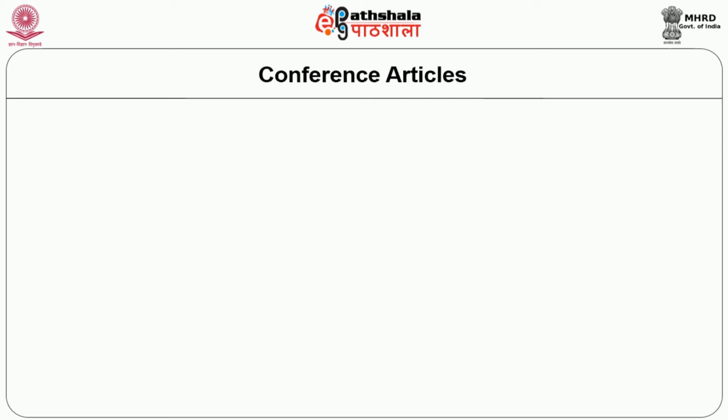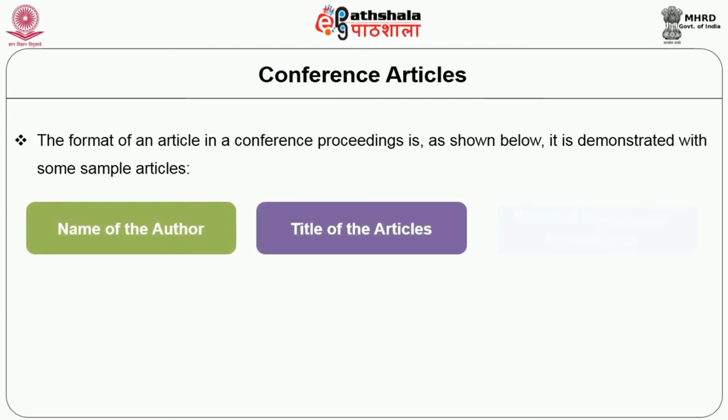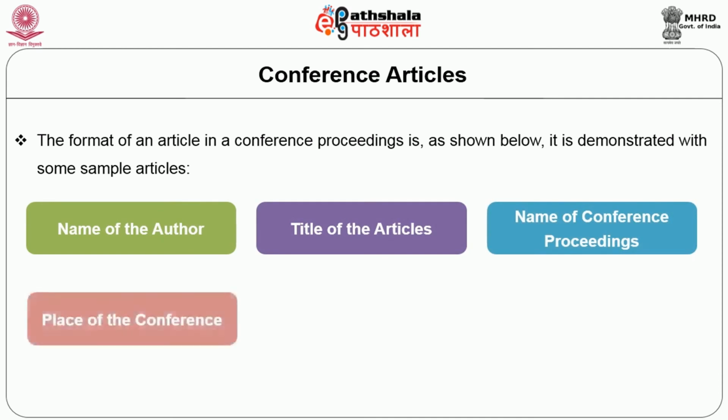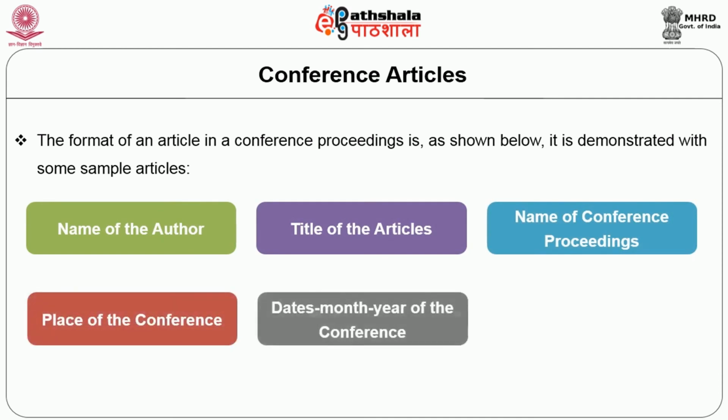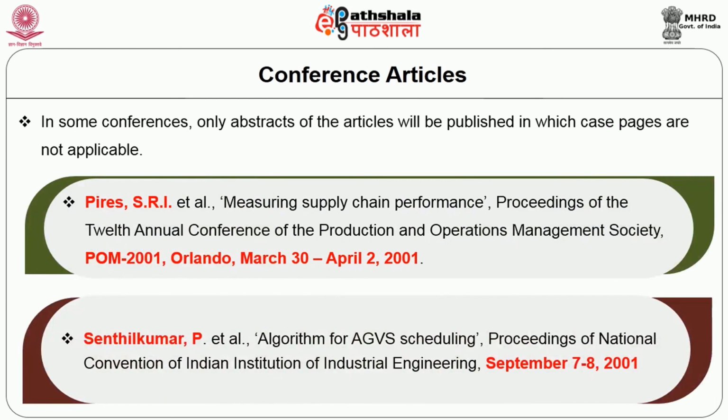Then conference articles. The format of an article in a conference proceeding is given below, demonstrated with some sample articles. It must include first the name of the author, title of the article, name of the conference proceedings, place of the conference, date, month, year of the conference, and pages if applicable. In some conferences, only abstracts of the article are published, in which case pages are not applicable. The examples are given below.